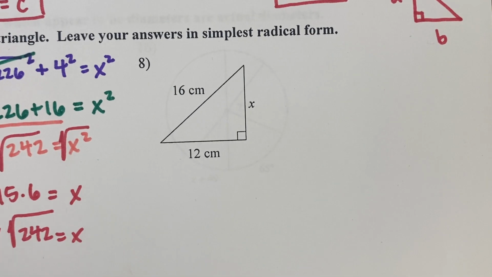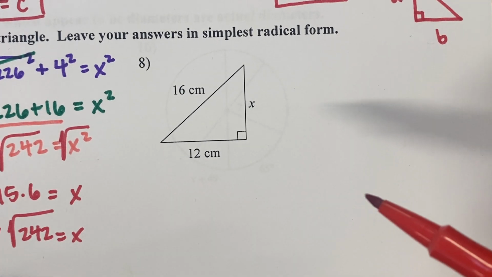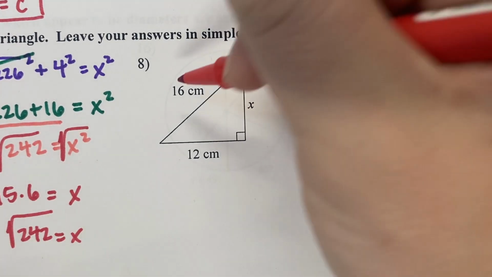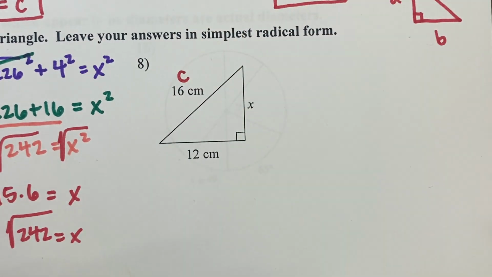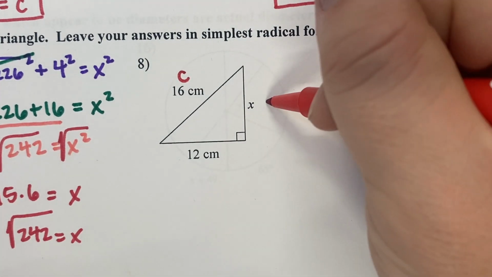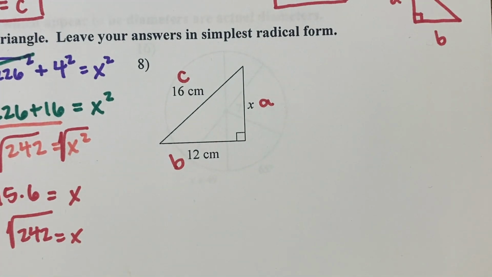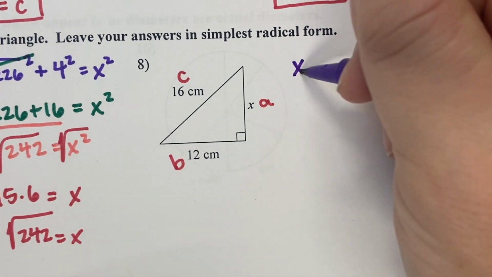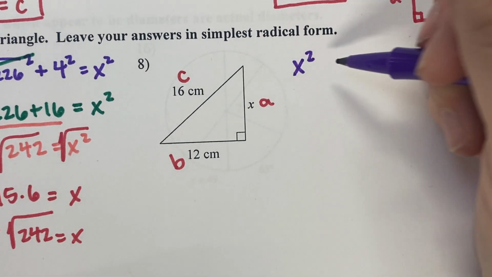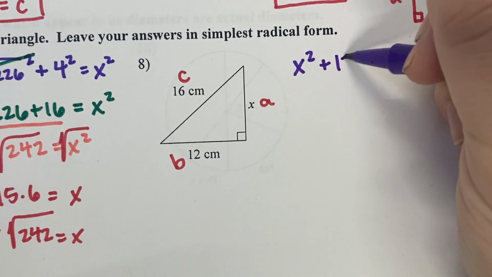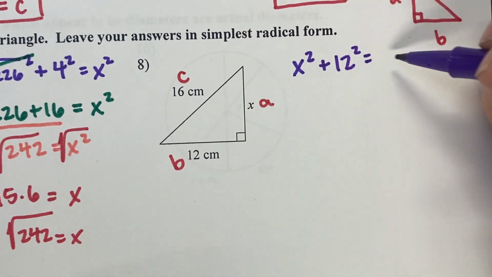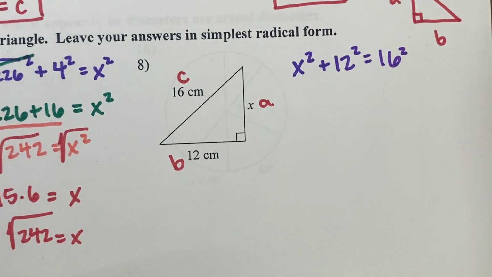Let's look at number 8. We need to identify A, B, and C. We're still working on finding the missing side of a right triangle. I'm going to identify my C first. C is 16 this time. I'm just going to choose A as X and B as 12. Now I can plug it in. So I have A squared. This time my A is X, so X squared plus B squared equals C squared.